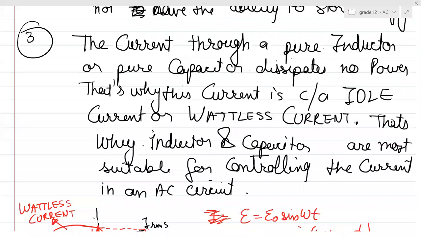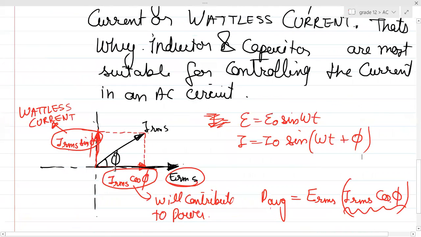Are you getting my point? Changing the inductor and capacitor is much easier. When we change the inductor and capacitor, XL and XC automatically change, and Z will change accordingly. If Z changes, the current can be controlled, right? Yes, sir. That is why I wrote that the inductor and capacitor are most suitable for controlling the current in an AC circuit.